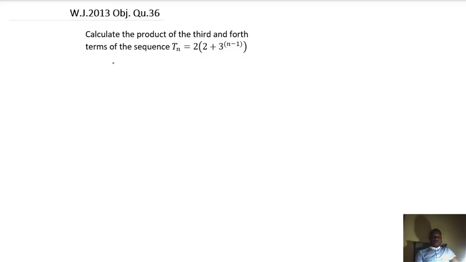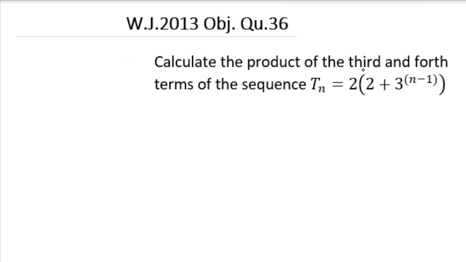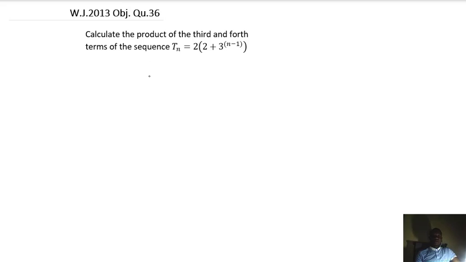Welcome student, we are still on sequence and series. Today we are going to do WASSCE June 2013 objective question number 36. Calculate the product of the third and fourth terms of the sequence Tn equals 2 times bracket of 2 plus 3 exponent n minus 1, closing the bracket. So here we should find the third term and the fourth term, then we multiply them. That will be the product of them.